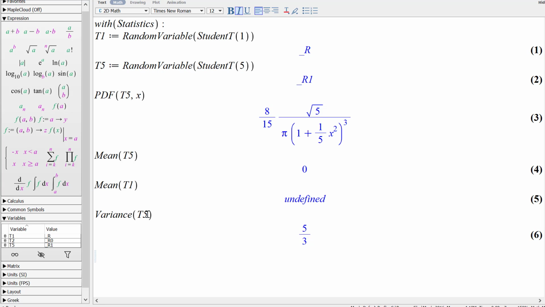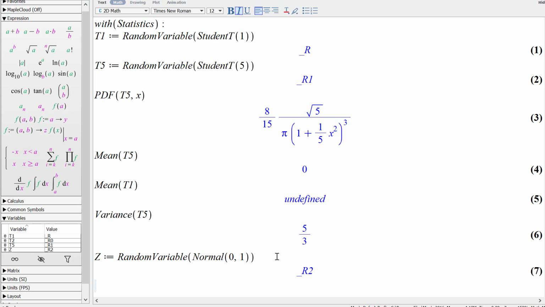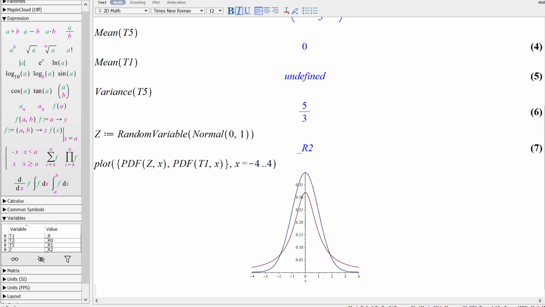Let's then also plot the PDF of the t-distributions. Actually, let's plot it next to the standard normal distribution. It'll be easier to do as a comparison. So let's do a plot of the standard normal and the t1 distribution from -4 to 4. The blue one, this one, that's the standard normal. This one, the red or whatever that is, that's the t-distribution with 1 degree of freedom.